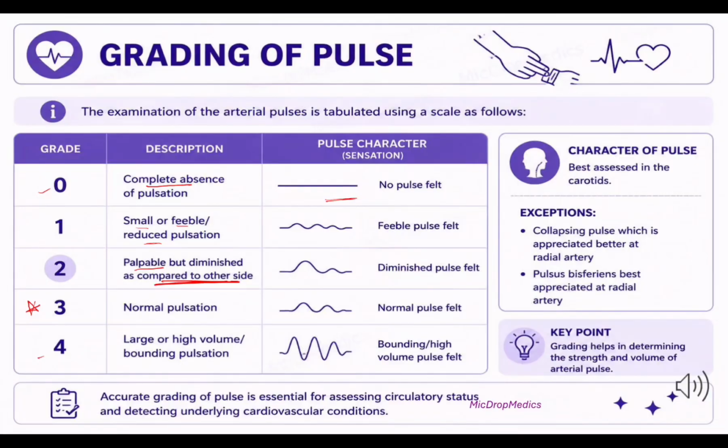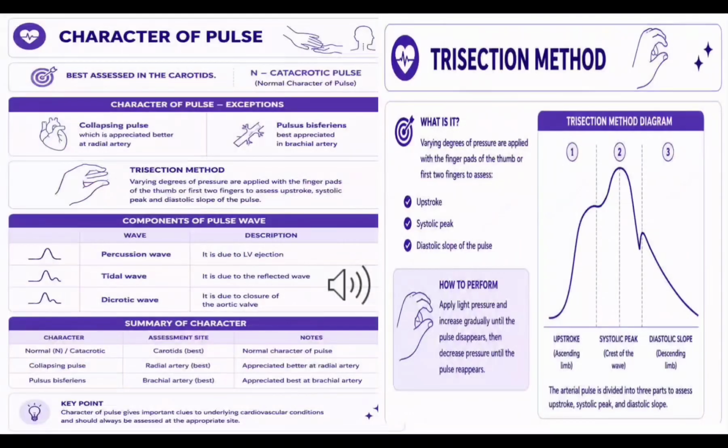Here is a pro tip. Where is the best place to assess the true character and grade of a pulse? The answer is the carotid arteries. Now you may ask why. Because they are closest to the central aortic arch and give the truest reflection of the central hemodynamics. There are two major exceptions to this rule: a collapsing pulse and pulsus bisferiens, both of which are actually appreciated better peripherally at the radial or brachial arteries. Let's look at exactly how we evaluate those unique shapes next.